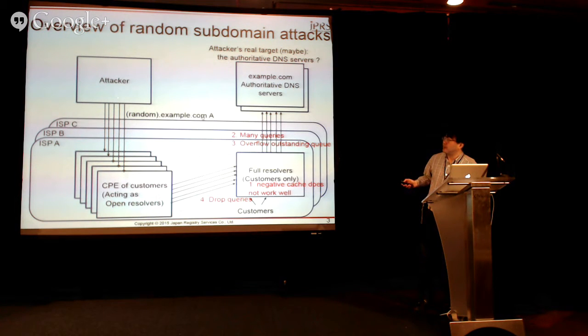This is an overview of random subdomain attacks. The attacker sends queries to customers' CPE, which acts as open resolvers, and then the CPE forwards queries to full resolvers, customer-only full resolvers. The full resolvers send queries to authoritative DNS servers. Number one, negative cache doesn't work well, and number two, these authoritative queries are a very large number. As a result, the full resolver's outstanding queue overflows, and then the full resolver drops customers' and attackers' queries.